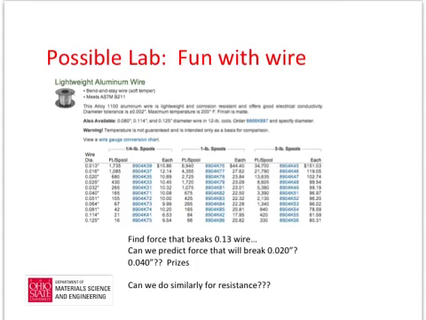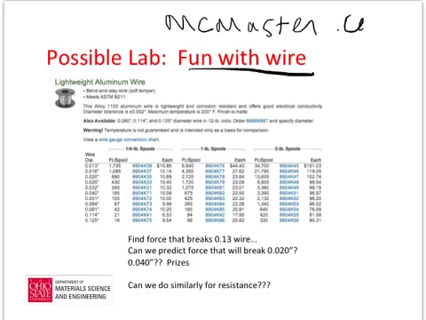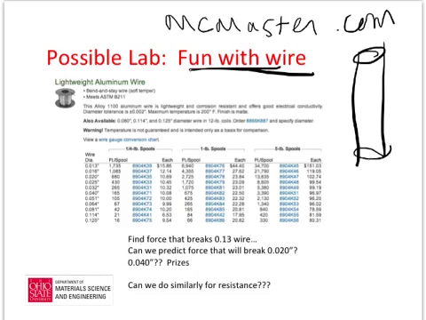Okay, here's a possible lab that I call Fun with Wire. We can do a lot with wire. This is McMaster-Carr. Go to McMaster.com, put in aluminum wire. This is what comes up. You can put in aluminum wire, iron wire, copper wire, nylon with various gauges, glass. We can get glass fiber. And so these are nice, very simple, slender shapes that we can get.